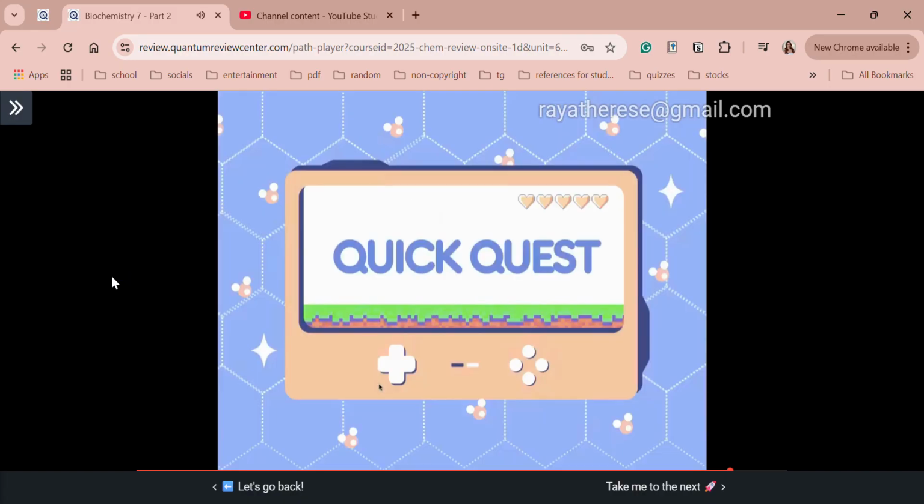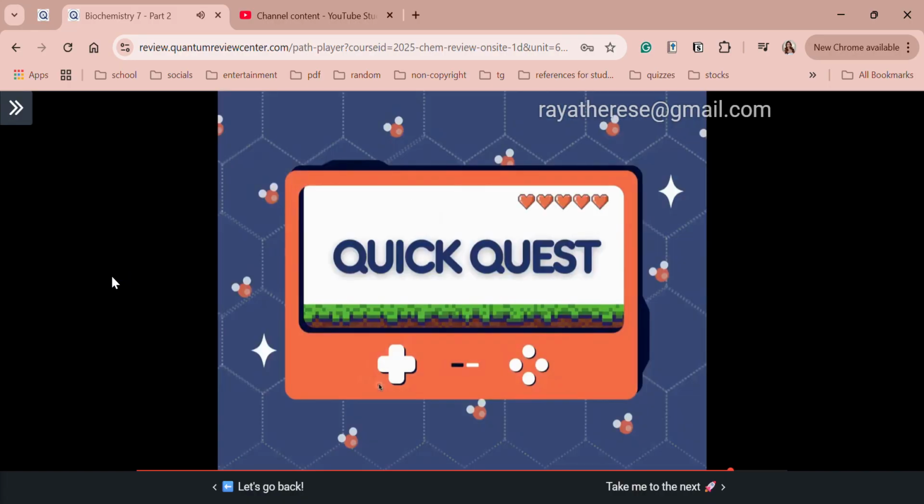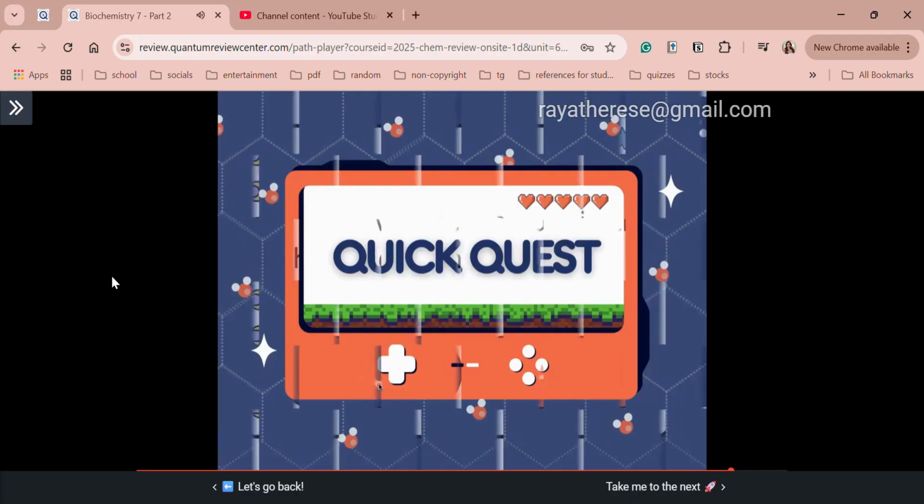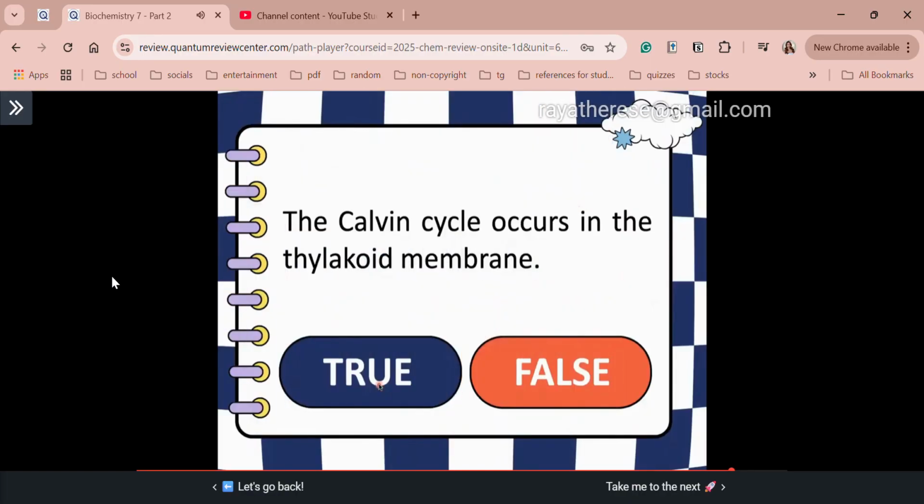Okay, so now we arrive with our 3 items ng quick quest. Okay, so this is about our discussion on photosynthesis. So let's start. First, the Calvin cycle occurs in the thylakoid membrane. Or remember, left trip dog show, Calvin cycle is dark reaction.